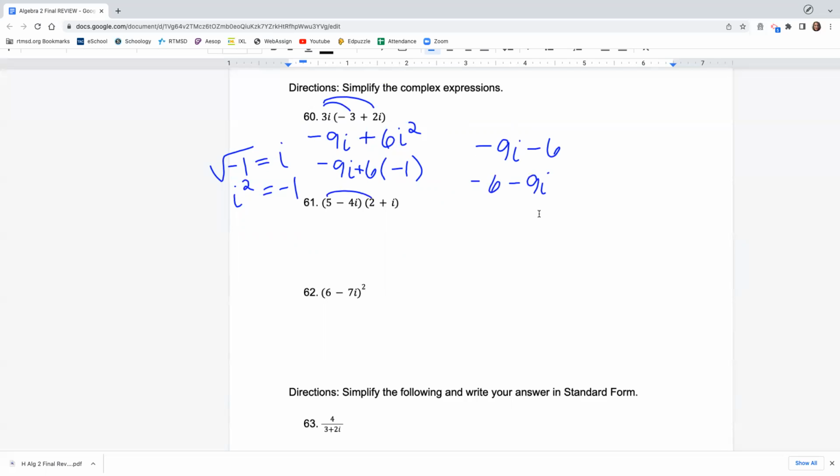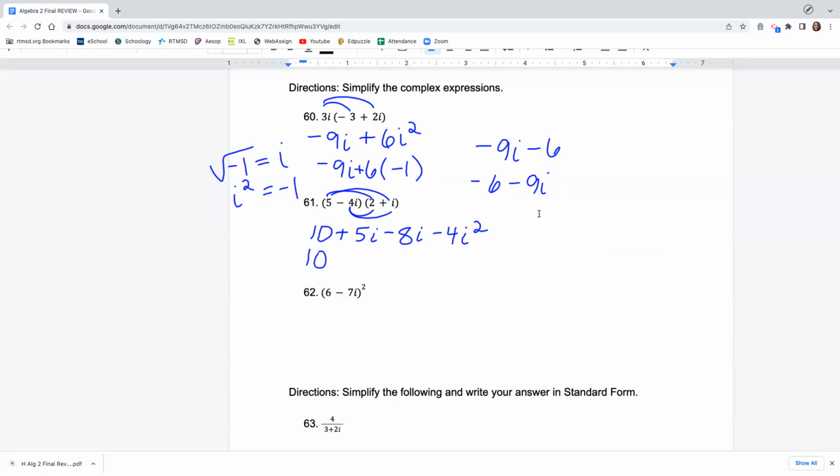61 requires us to FOIL. 5 times 2 is 10. 5 times i is 5i. -4i times 2 is -8i. -4i times i is -4i squared. Combining like terms, simplifying, things like that.